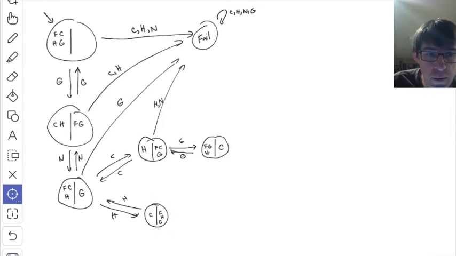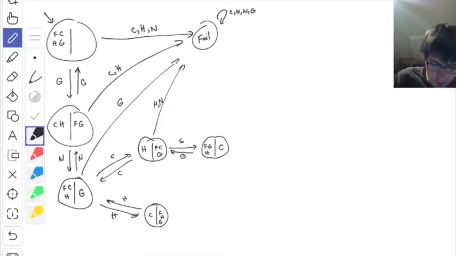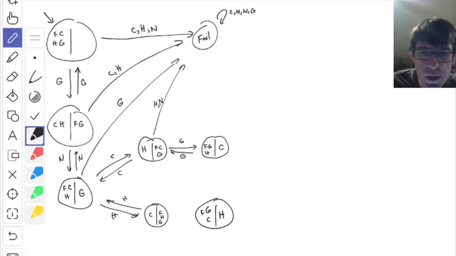That means the farmer takes the goat back to the left side, and on my diagram so far I don't see the resulting state, so I'm going to make a new state right here. The farmer takes the goat back to the left side. F, G, C on the left, and the H stays on the right. This was G, all right?